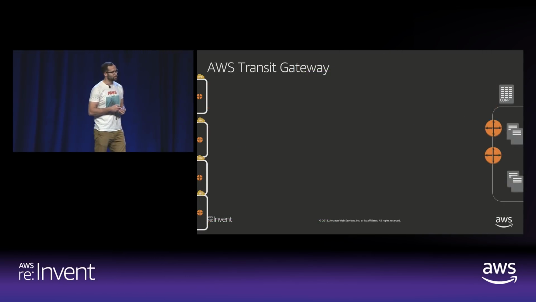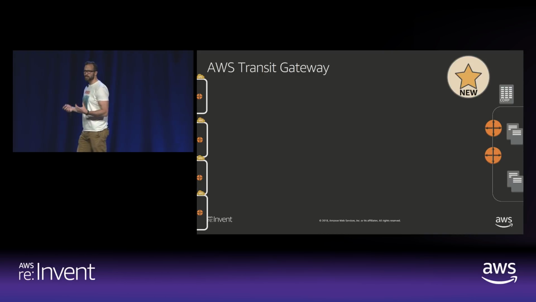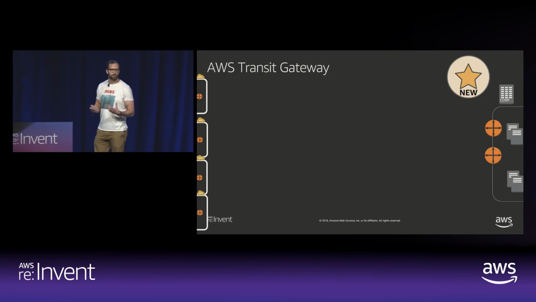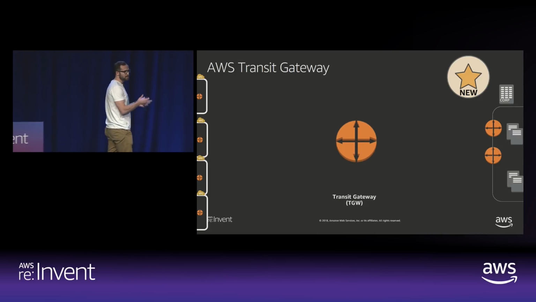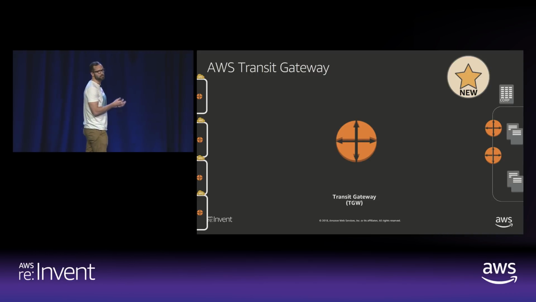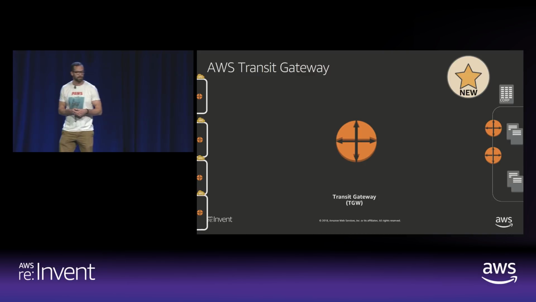And yes, we can. This week, we announced the availability of the Transit Gateway. And the best way to think about a Transit Gateway is a distributed router managed by AWS that you deploy into a region. And we always show it as a single object. But the distributed here is the keyword. It's not a single point of failure. It's a distributed set of devices.